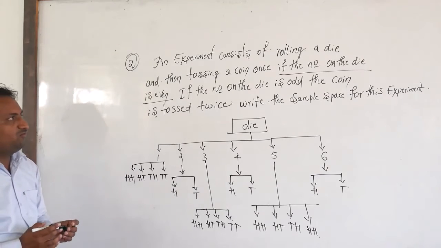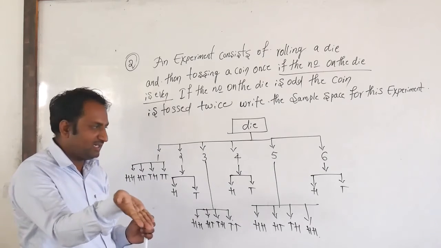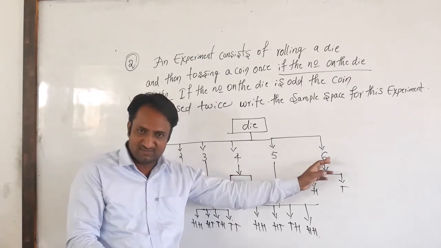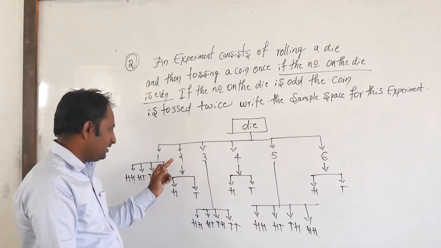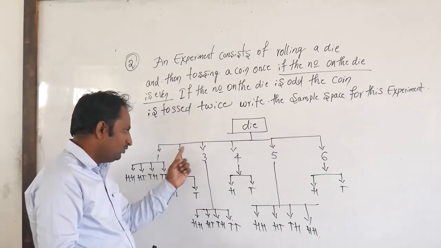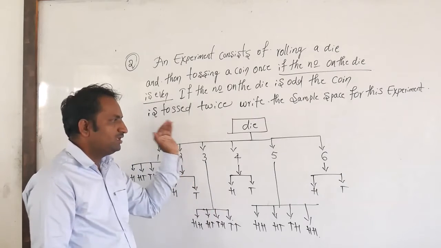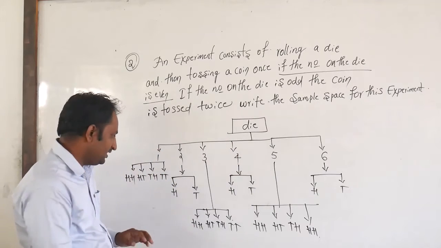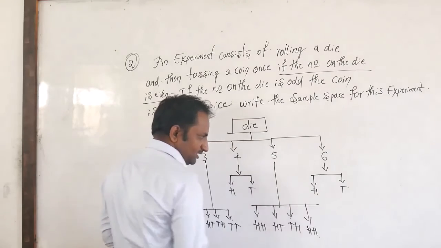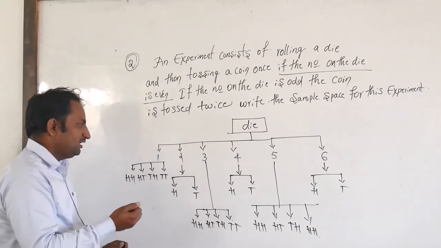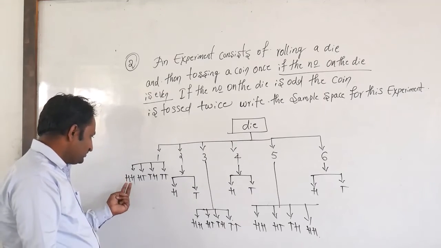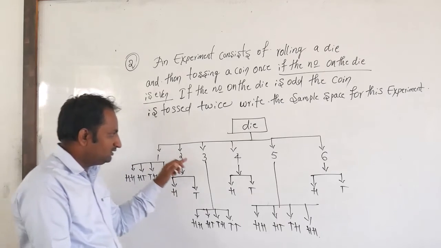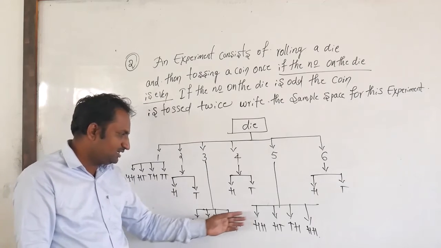An experiment consists of rolling a die. The outcomes of this die are 1, 2, 3, 4, 5, 6. Suppose an even number occurs, then a coin is tossed only once. Here 2, 4, 6 are the even numbers belonging to this experiment. If 2, 4, 6 occur, we toss a coin one time, so head or tail occurs. For an odd number, 1, 3, 5, a coin is tossed 2 times, and the possible results are head head, head tail, tail head, tail tail. We can apply these conditions.